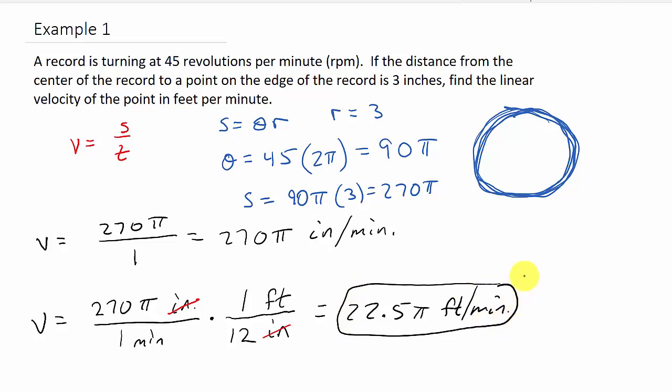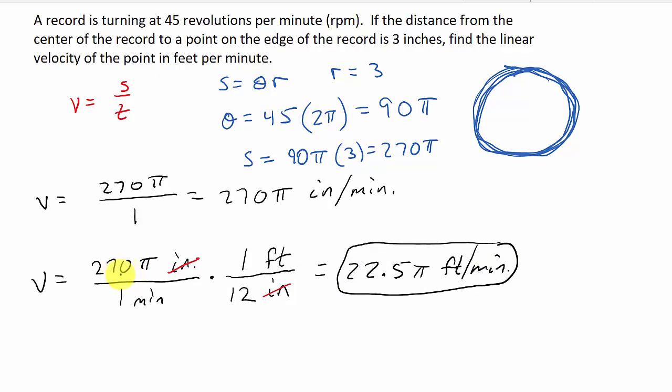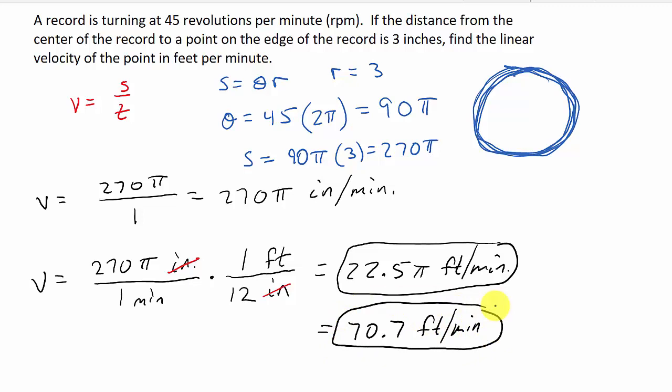Okay. Now, if you wanted to, you could go ahead and multiply the 270 and the pi and divide that by 12. So let's see what that would give us. So 270 times pi, and then divide that by 12. If we put that in our calculator, we would get 70.7, and I'll round to 1 decimal place, feet per minute. Okay. All right, so I hope the video helped.